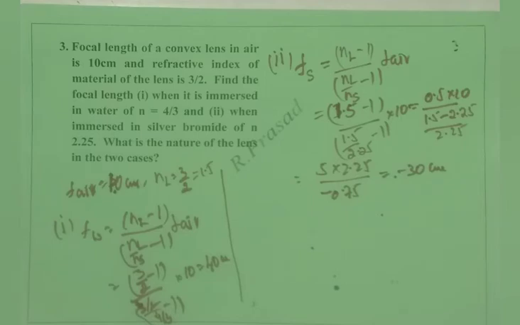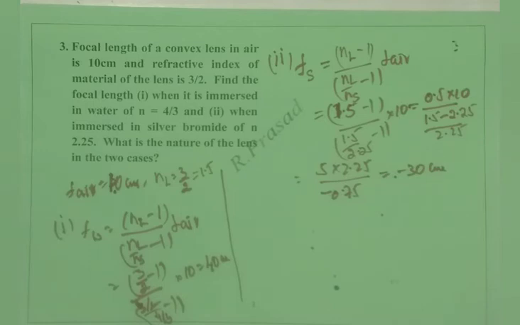We can generalize this situation like this. If you take a converging lens in air, once it is immersed in a medium whose refractive index is less than the lens medium refractive index, then it acts like a converging or convex lens only. If the surrounding medium refractive index is more than the lens medium refractive index, then it acts like a diverging lens. That is the important point to catch in this problem.